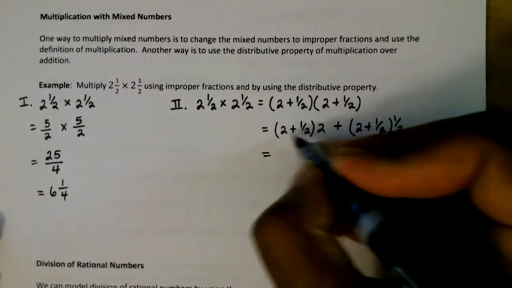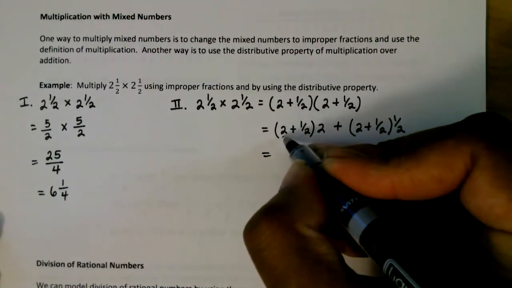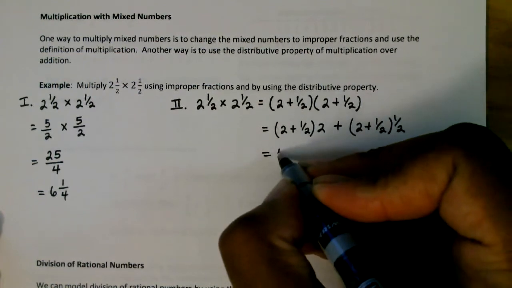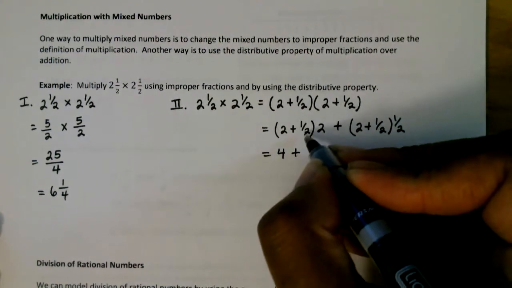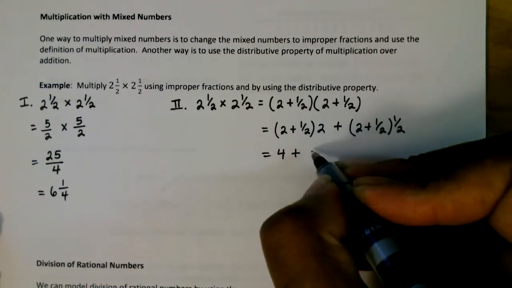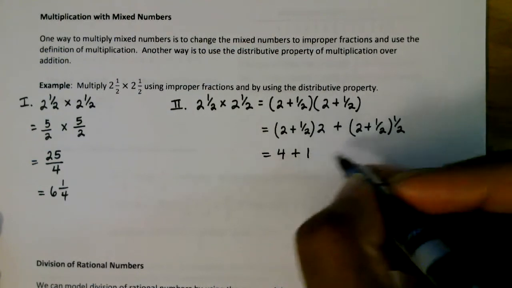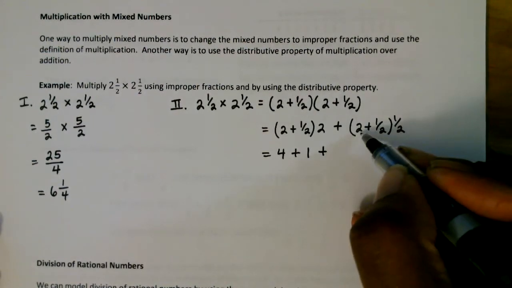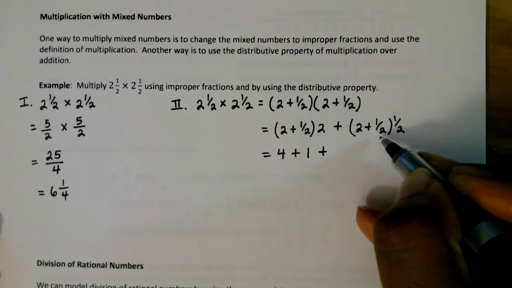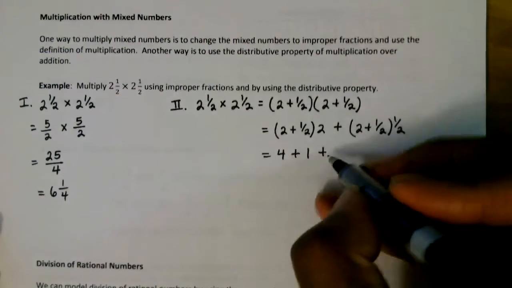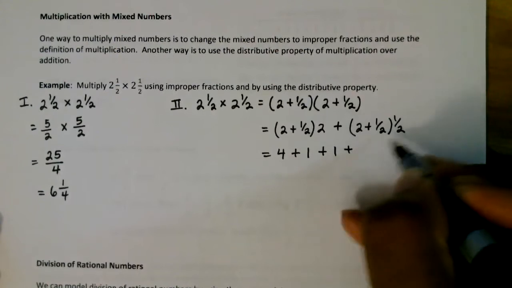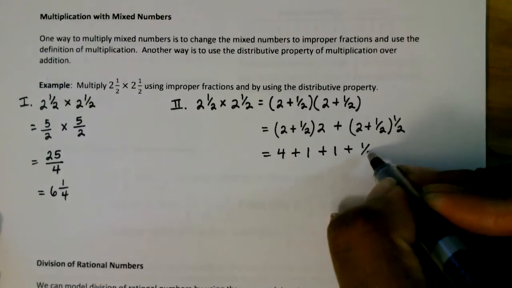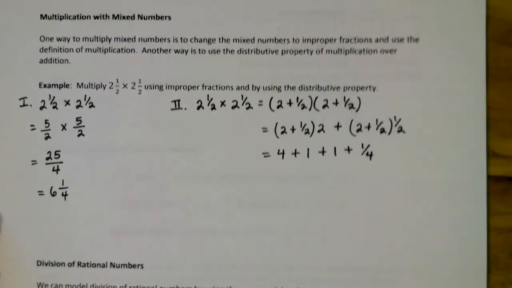In other words, this 2 on the outside would be distributed over the 2 and the 1/2 through multiplication. So it'll be 2 times 2, which is 4, plus 2 times a half. Well, 1/2 of 2 is 1. And then plus, this 1/2 will be distributed over the 2 and the 1/2 by multiplying. So if I do 1/2 of 2, that's also 1. 1/2 times 1/2. 1 times 1 will be 1 over 2 times 2, which is 4.